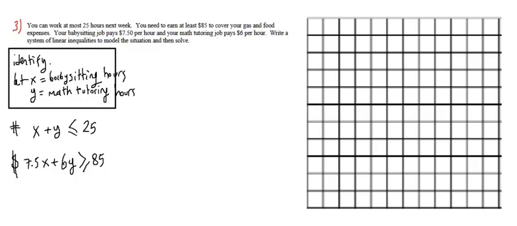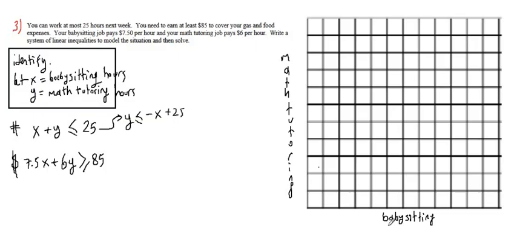Now let's graph. Just before that, let's label and then scale. So babysitting job is the x-axis and math tutoring job is the y-axis. x plus y is less than or equal to 25. Let's solve for y here. Subtract x on both sides.